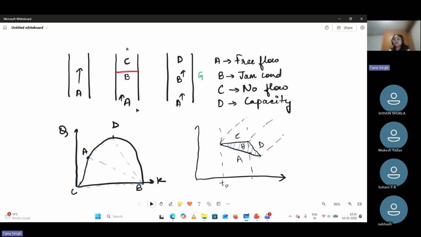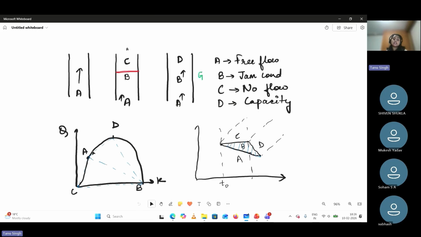Therefore, we get different shock waves. A shock wave is the boundary between 2 traffic states. So what will be the different shock waves? The first shock wave will be connecting A and B, so omega AB will be the first shock wave. The second shock wave will be omega BC. We go from A to B, then from B to C. Then there will be another condition, BD. This will be another.